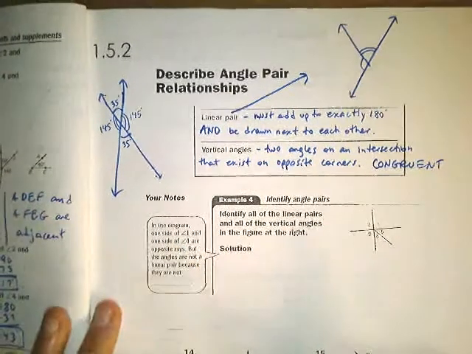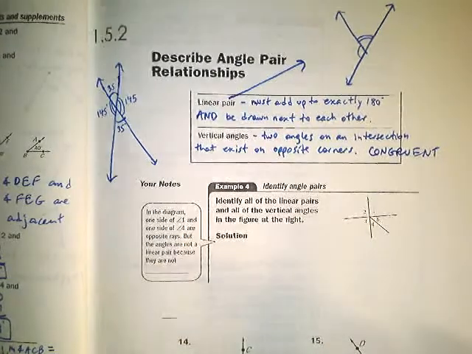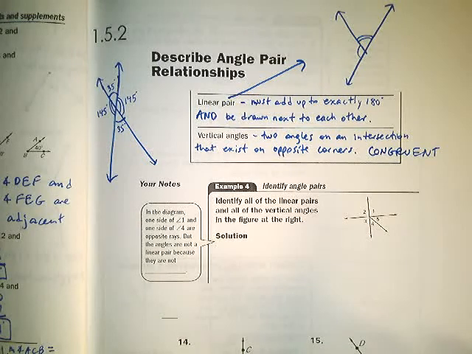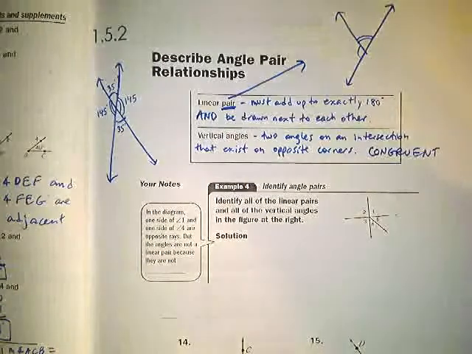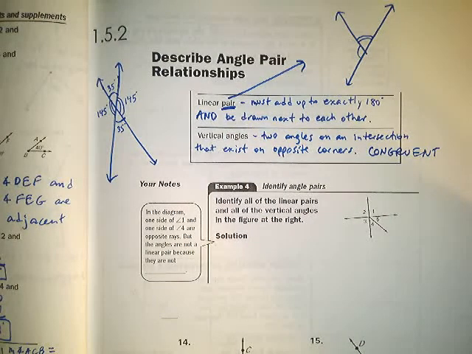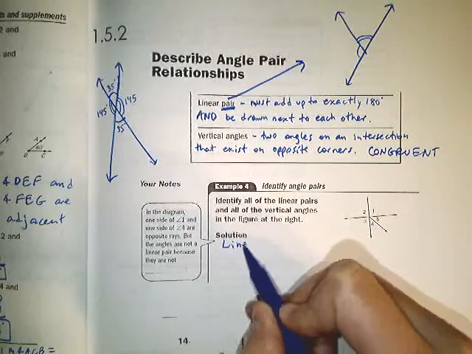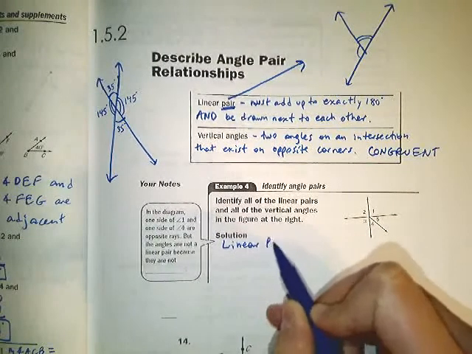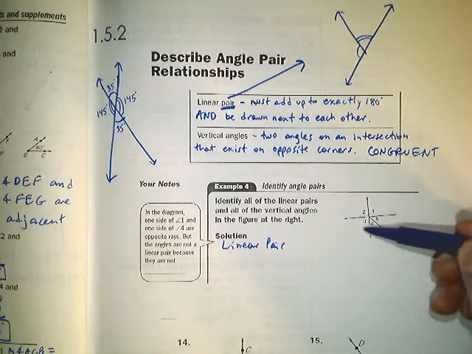It says in example 4, please identify a pair of linear angles. Remember, linear has to add up to 180 degrees, and they have to be a pair. So that means that there's two of them. So are there any two angles that add up to 180 degrees that form just a pair together? A linear pair? Well, I see angle 2 and 3.